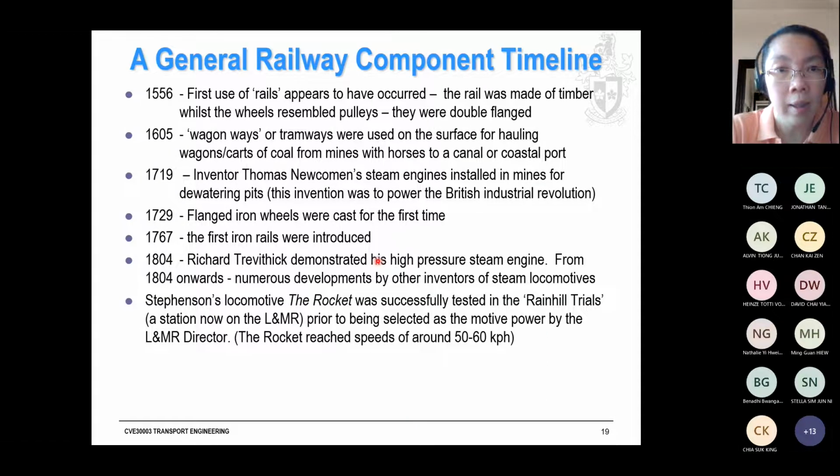All right, so I think the timeline, you can read on your own. I don't want to go into this.